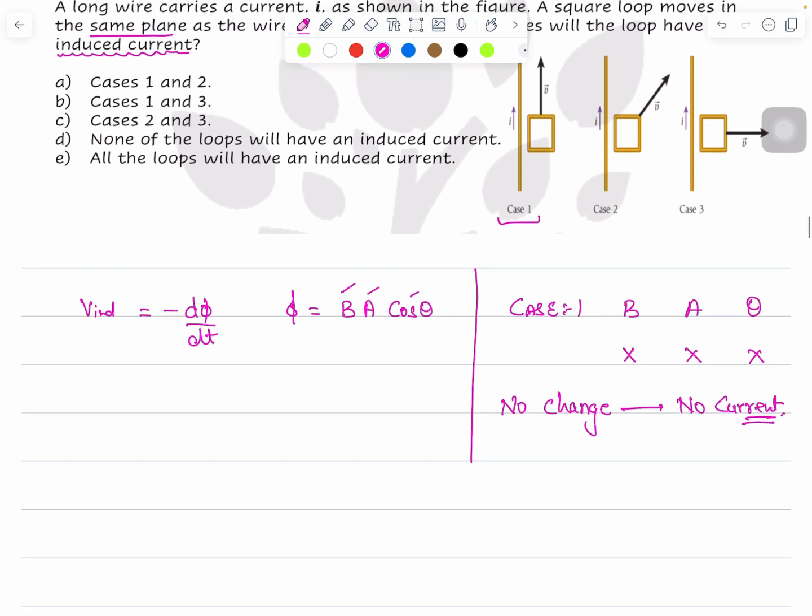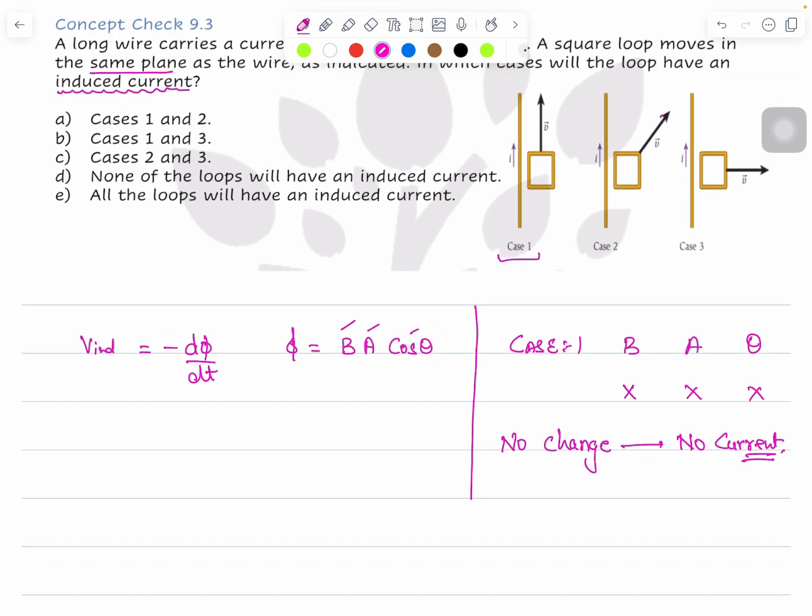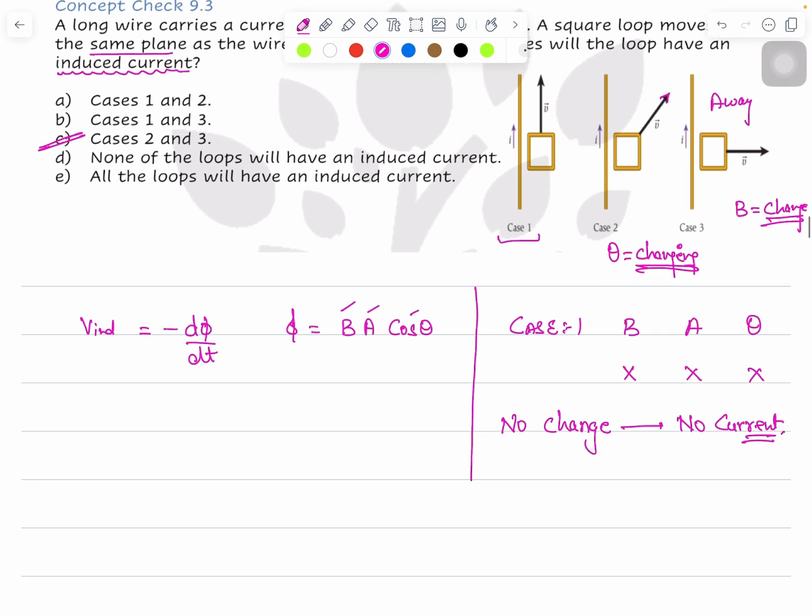Case number 2, it is going like this. It means change in angle. Theta is changing. Yes or no? Clear? Even in the third case, can I say B, the magnetic field, is changing because it is going away? So it means the things will change. So can I say options 2 and 3 will give you the result. Fine? Next question.